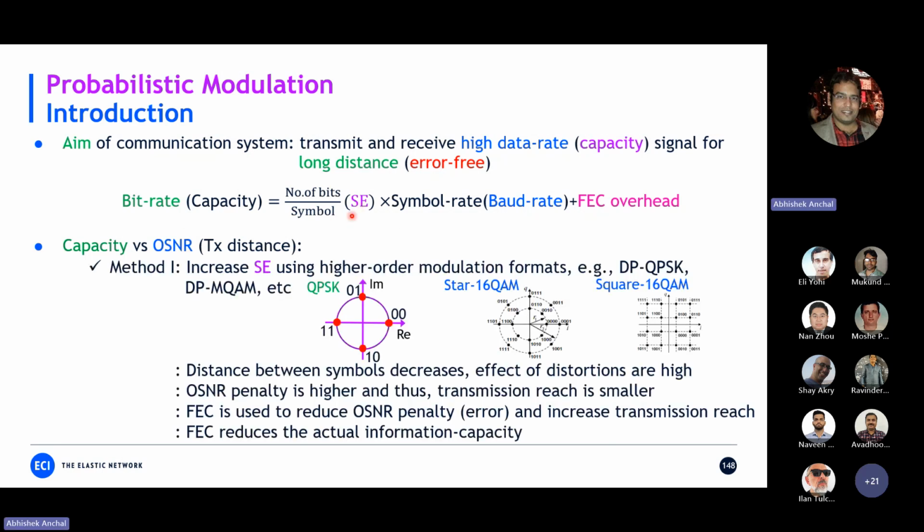The first method we used to increase the capacity was to increase the spectral efficiency, so we move to a higher order modulation format. But as you go to a higher order modulation format, the distance between symbols decreases, so the effect of distortion is higher and the OSNR penalty is higher. If the OSNR penalty is higher, the required OSNR is higher, and in order to lower that, we use FEC. Once you use FEC, of course, we lower the OSNR penalty or required OSNR, but then we are reducing the actual information carrying capacity. So FEC overhead comes at the expense of reducing the information capacity a little bit.